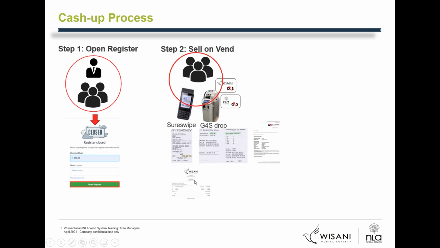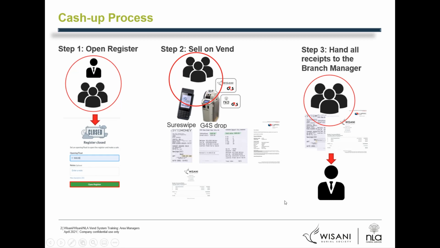So let's say you've printed a receipt for Wisani and it was a card payment. You need to then get the card payment receipt and stick it to this specific receipt. If it was a combination of cash as well as card, you need to then stick both of those to the specific receipt. Also staple proof of payment to that receipt that you have printed.